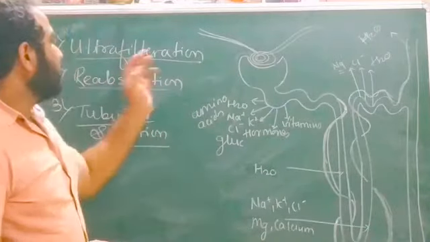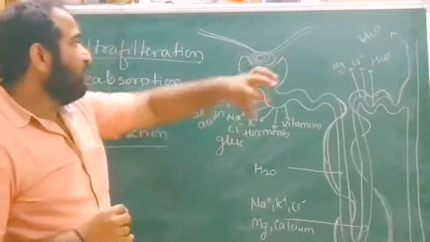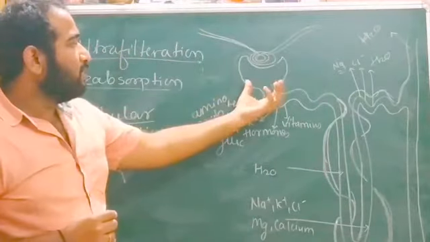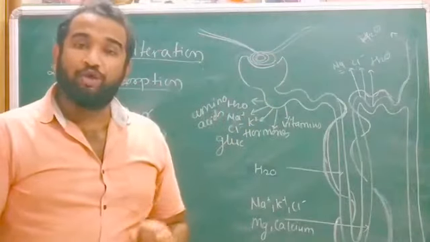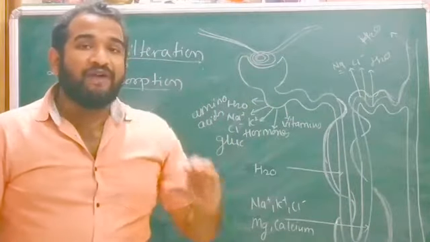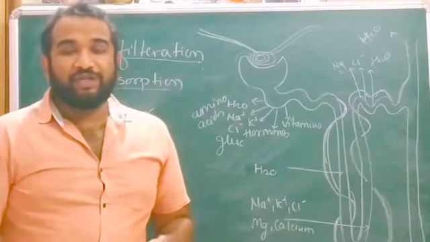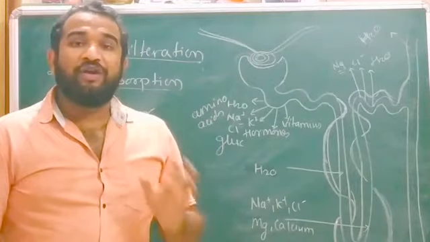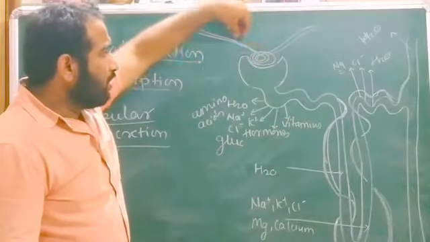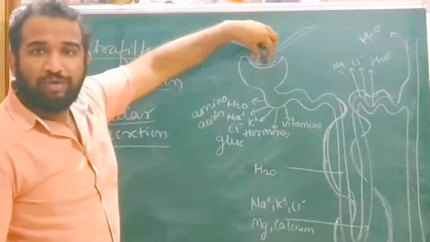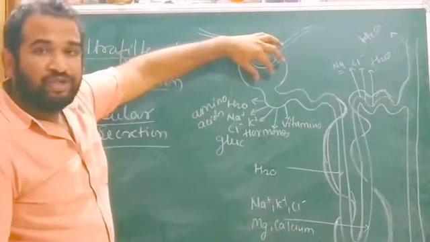Let's see what ultrafiltration is. We know that there is a Bowman's capsule. Inside the Bowman's capsule there is a tuft of capillaries called the glomerulus. From the afferent arteriole the blood comes with a pressure, which we studied is around 100 mmHg. The blood falls into the glomerulus, and from the glomerulus the filtration takes place.